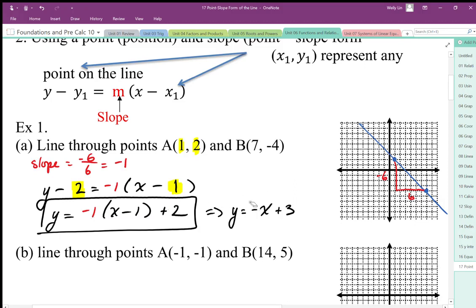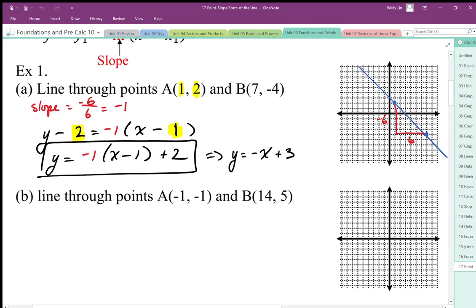We needed a slope and a position. We have a slope here, and the position was 1, 2. And that's good enough, and that gives us the equation of the line. So it is a much more efficient way of calculating the equation of the line.